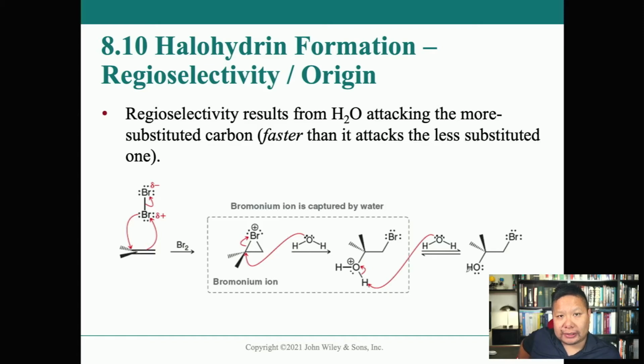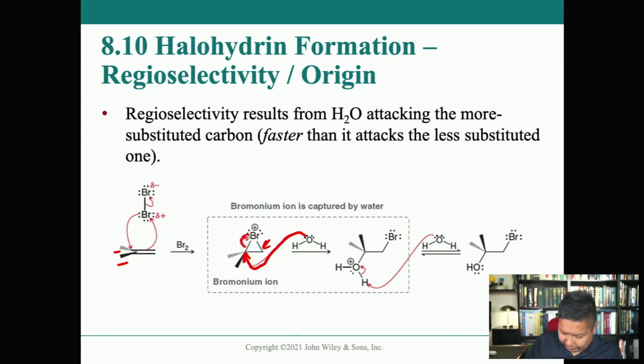So here we go. Regioselectivity results from water attacking the more substituted carbon faster than it can attack the less substituted carbon. Here we can see that there are two methyl groups on the alkene, and so the water will do the nucleophilic attack on this carbon, mostly because that carbon, being more substituted, has more partial positive character. So it's going to go there before it goes over here. And then it kicks off the leaving group bromide, but it's still attached on the other side.